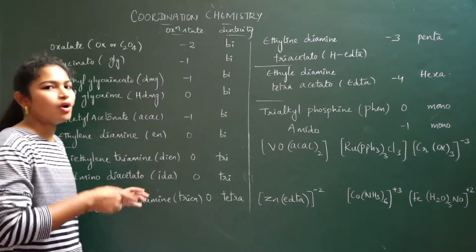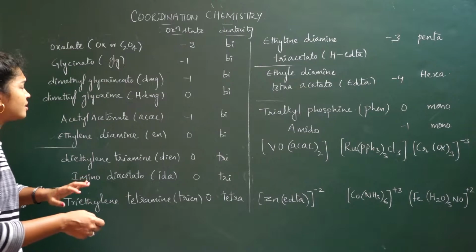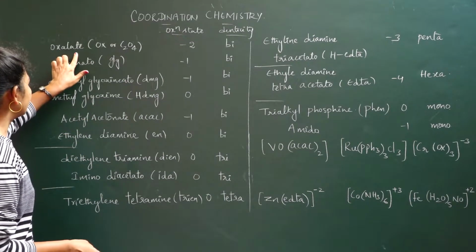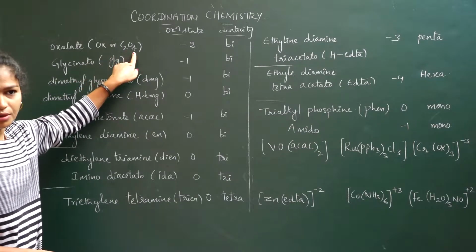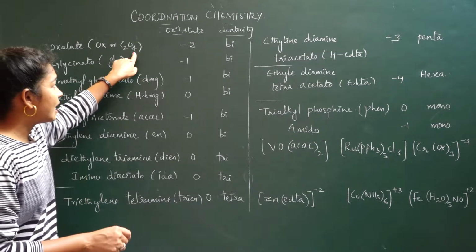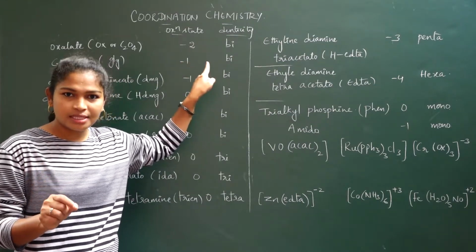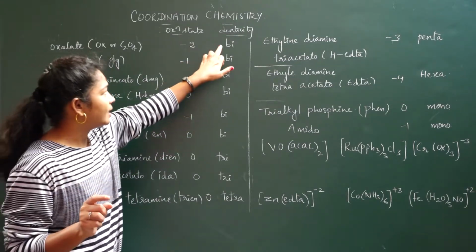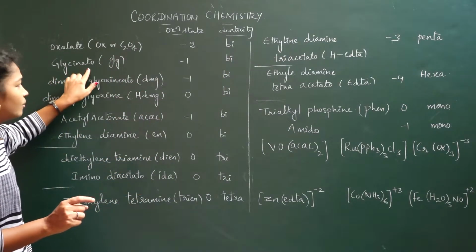If you want to note down all this, you just pause the video and note it down. Now you just look here. Oxalate, short form will be OX or C2O4. The charge on that will be -2, and that is bidentate.